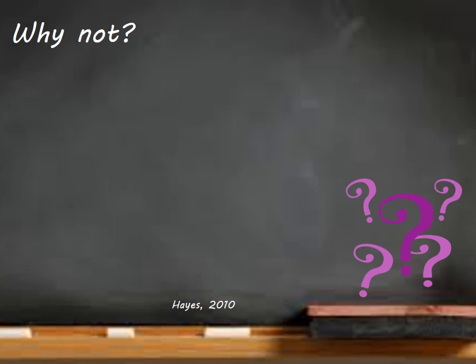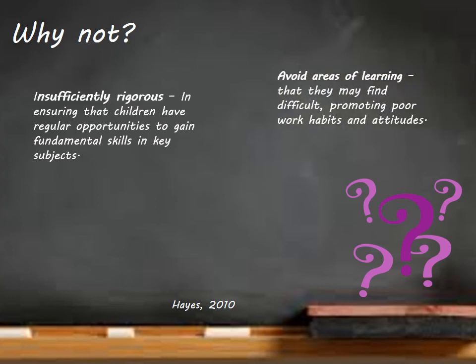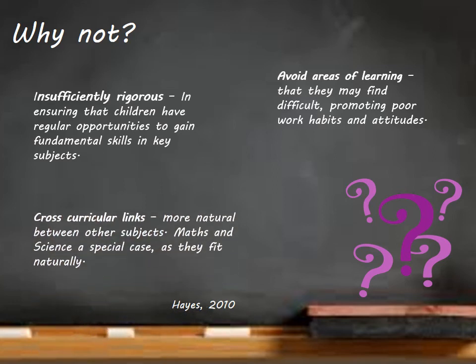Hayes 2010 highlights some barriers to cross-curricular learning. Insufficient rigour. Children have regular opportunity to gain fundamental skills in key subjects. They may avoid areas of learning they find difficult, promoting poor work habits and attitudes. And finally, some cross-curricular links are more natural. Maths and science are a special case as they fit naturally.